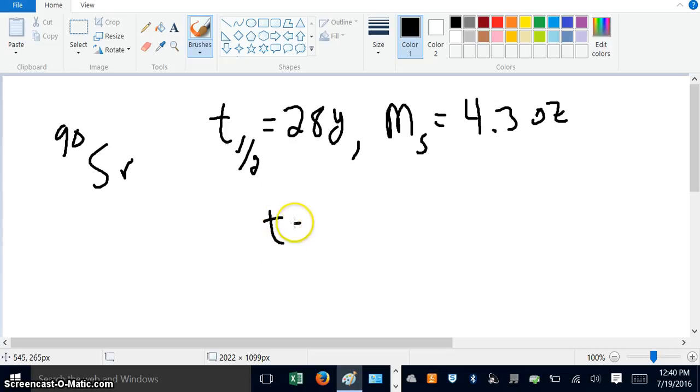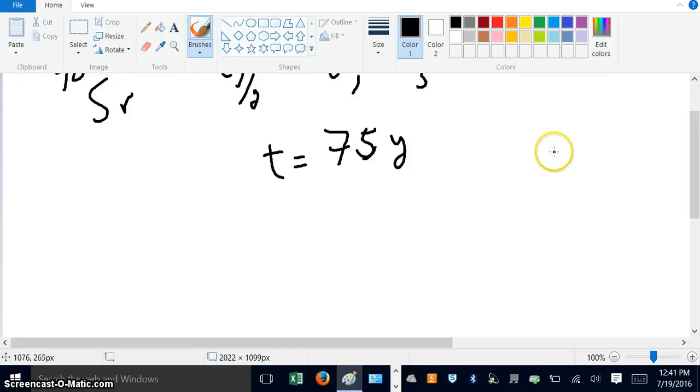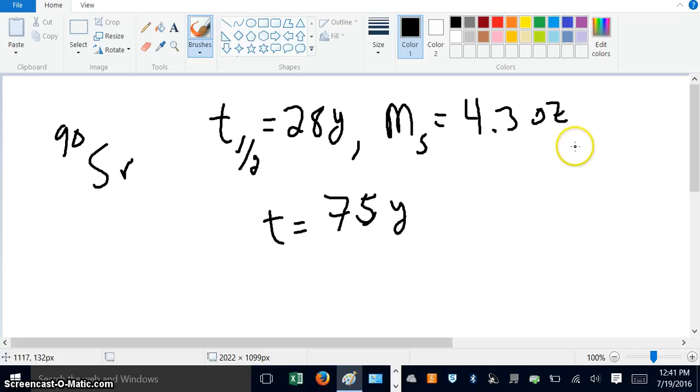Now this time, it's not going to go evenly into this. So let's say 75 years go by. So that's like an average human lifetime. If that amount of time goes by, how much of this strontium-90 remains of the original 4.3 ounces? And so the calculation is, well, we could do this. Let's just do it the way we did before.